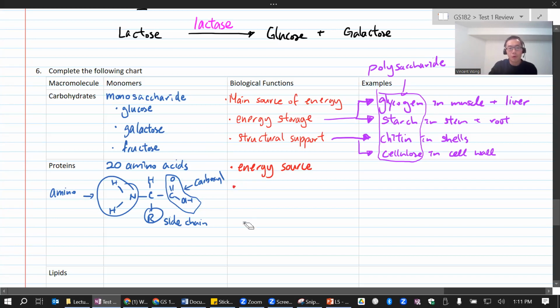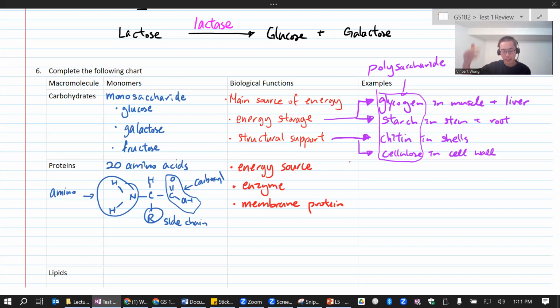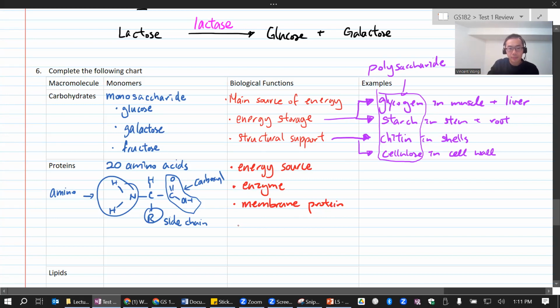We need proteins for things like enzymes. We have membrane proteins. Remember membrane proteins in lecture 4? At the beginning of lecture 4, I went through 6 functions with you for membrane proteins. Attachment to cytoskeleton, cell signaling, cell identity, transport, right? So all those things, that's membrane proteins there. We can review some of those later.